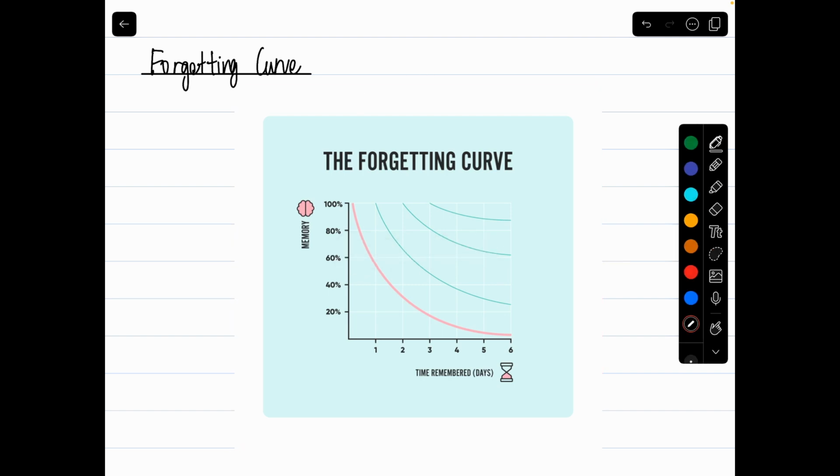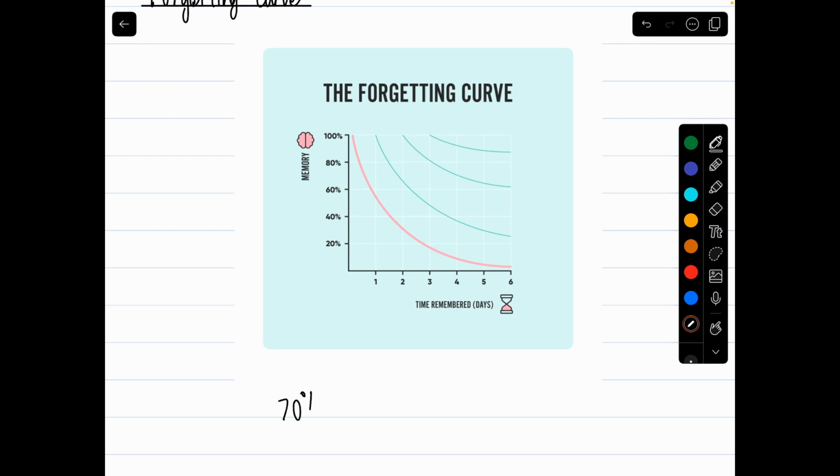70% and 90% are quite high numbers. It's nearly the entirety of the concept that you are forgetting. All of this is because you are not coming back to the material. This is a problem that most of us face. Even in schools where we are finishing our syllabus, we tend to just move on to the next syllabus and our teachers expect us to do the revision, which we should do in order to retain what we have studied.